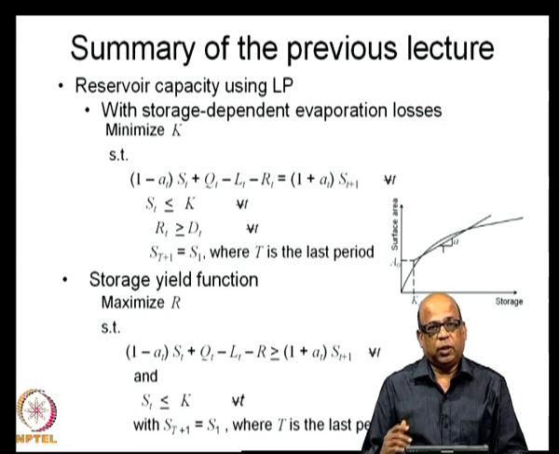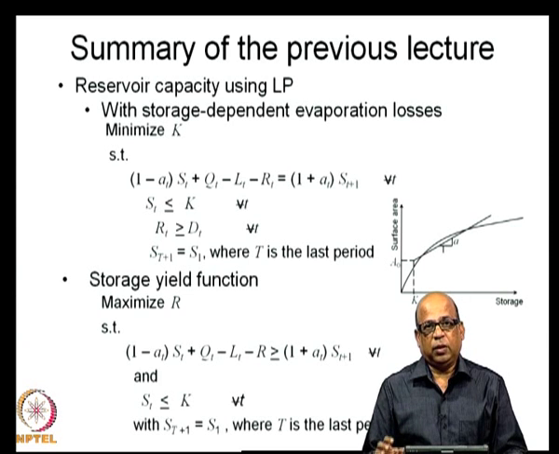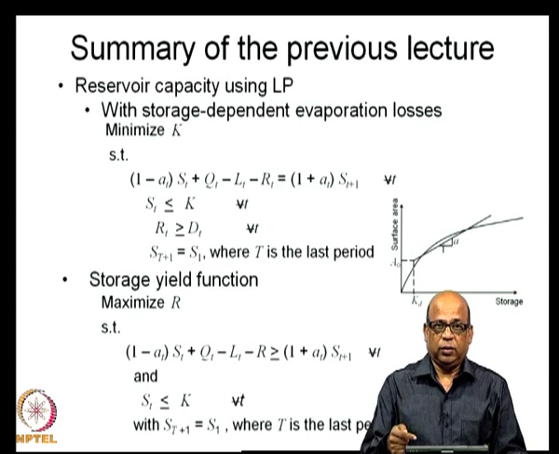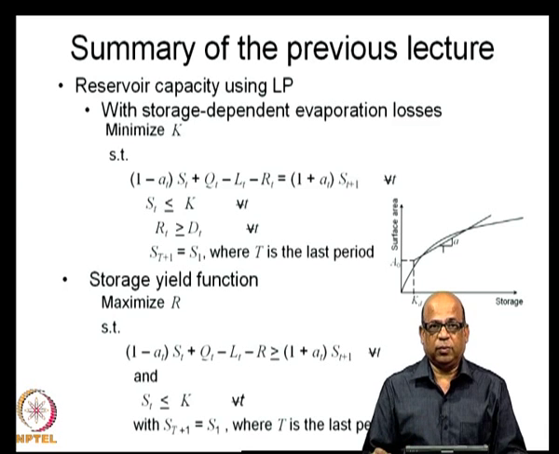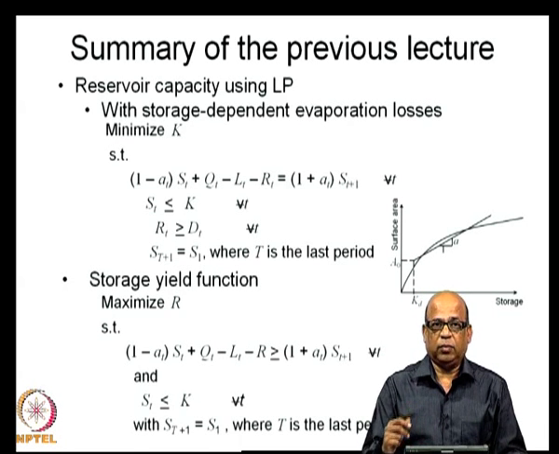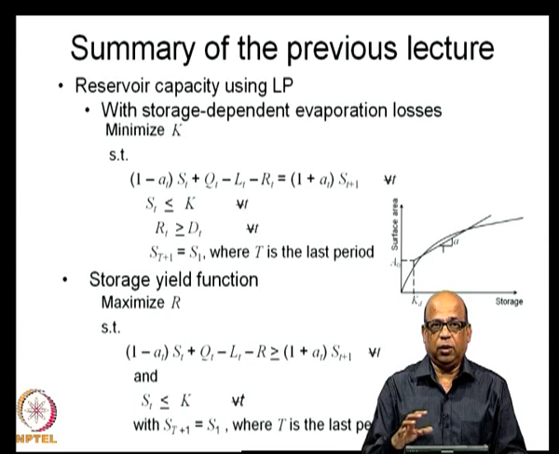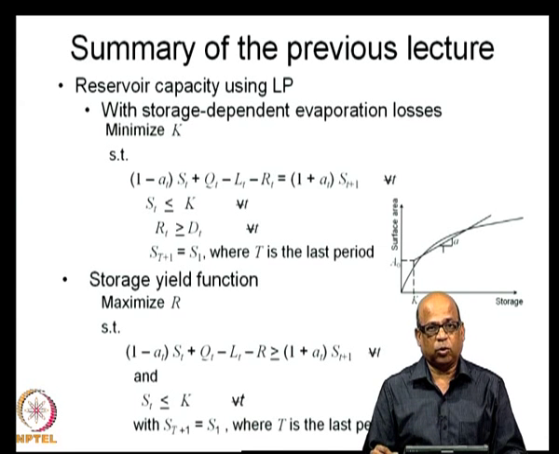Remember, all these problems that we have been talking about are deterministic optimization problems, in the sense that there is no uncertainty associated with any of the variables that we are talking about. They are all known, or they are determined in a deterministic sense. For example, the storage at the reservoir is deterministic, release is deterministic, and the inflows are deterministic, and so on.